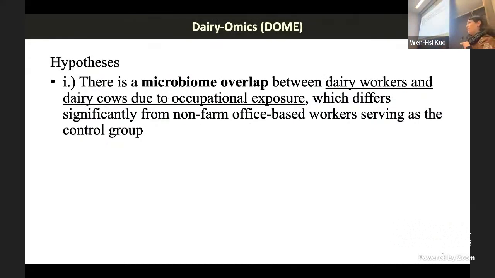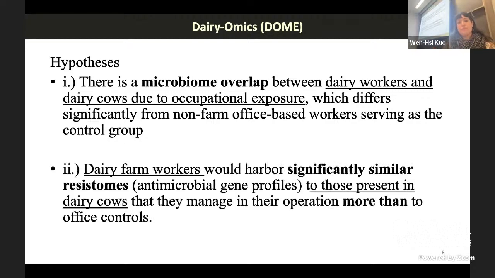And so that leads to the hypothesis of this project that I'm going to be telling you about. We hypothesized that there is a microbiome overlap between dairy workers and dairy cows due to occupational exposure, which would differ significantly from office workers serving as the control group. The second hypothesis is that dairy farm workers would harbor significantly similar resistomes, or antibiotic resistant gene profiles, to those present in the dairy cows that they manage in their operation, compared to office controls.